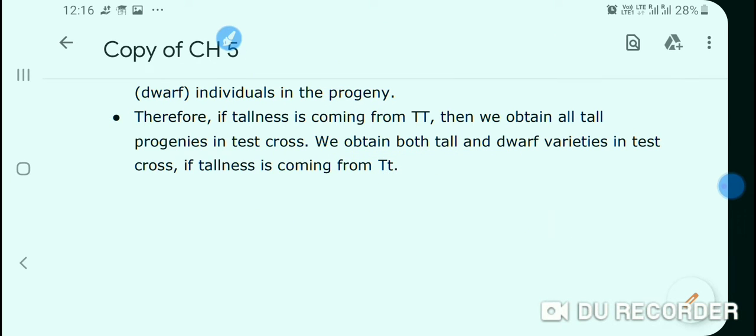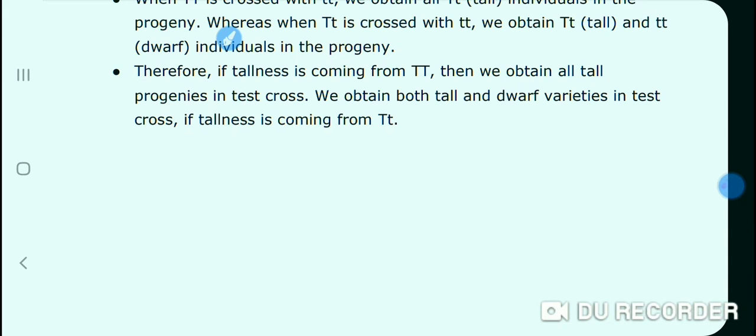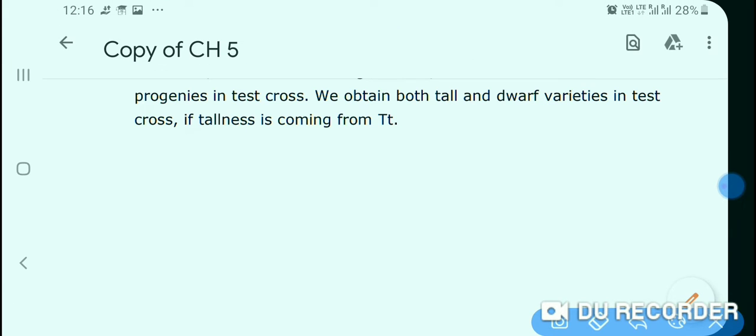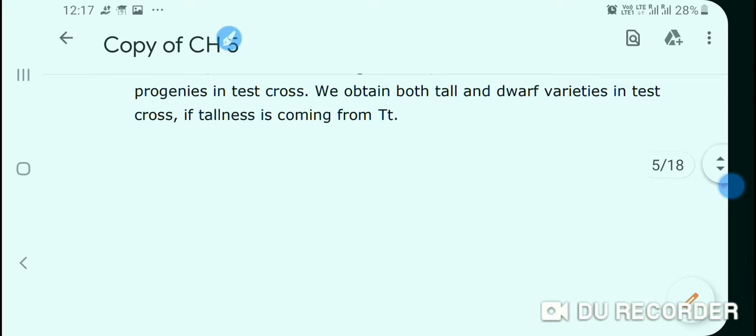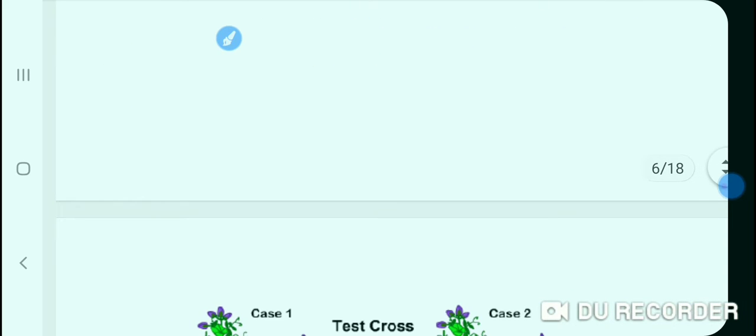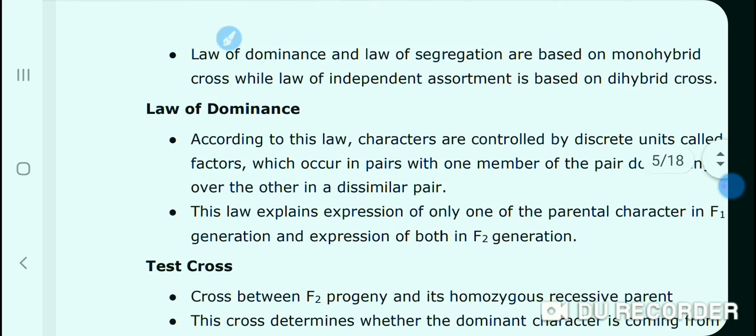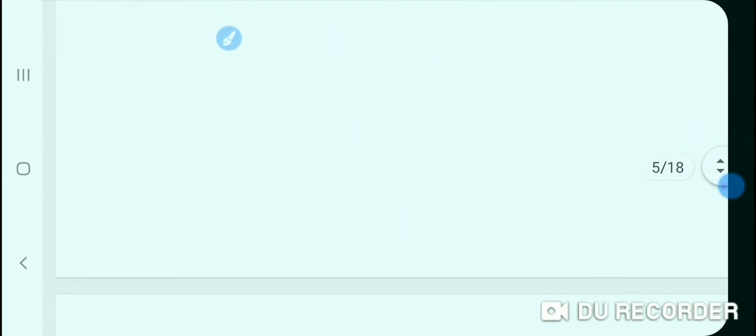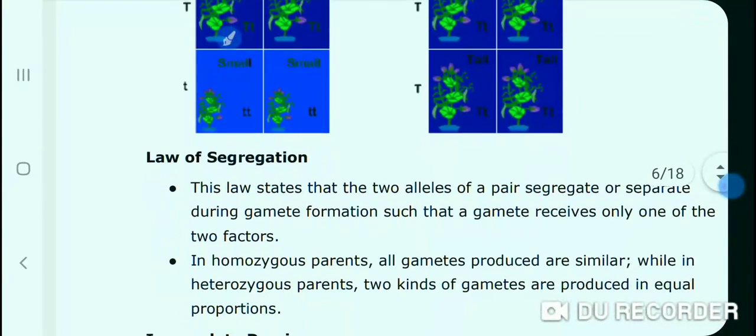All test crosses are back crosses, but all back crosses are not test crosses. These two concepts are very important for the CBSE board exam. Questions related to these concepts are frequently asked. Come to the other concept, related to incomplete dominance. We will learn about incomplete dominance.